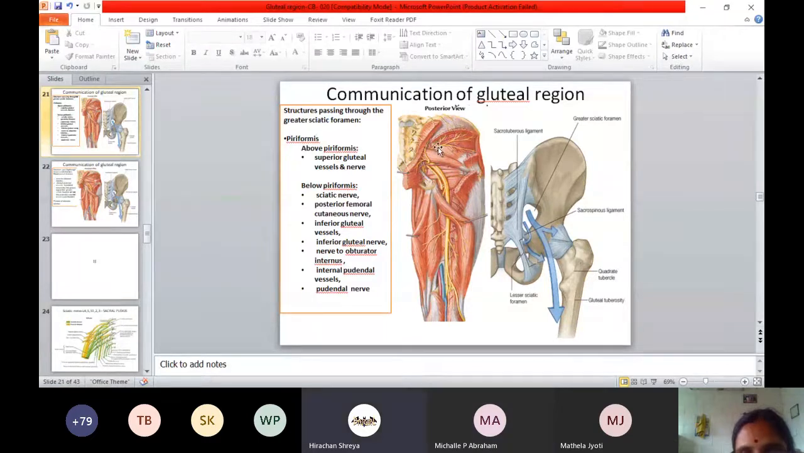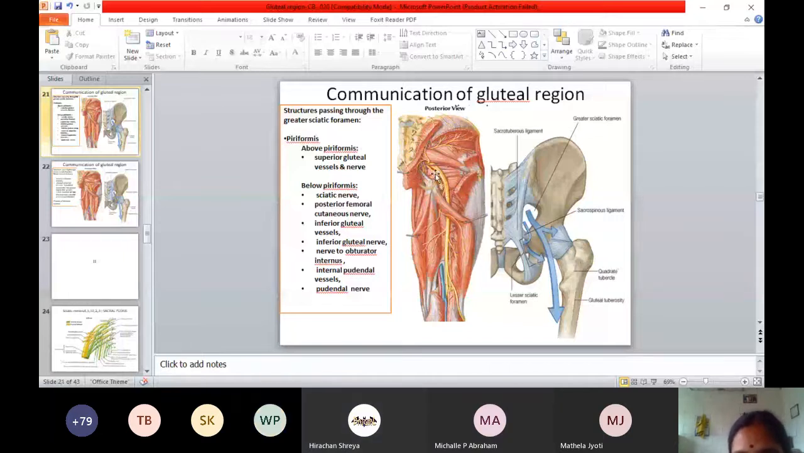What is this yellow color? Superior gluteal nerve. And this red color is the artery, the superior gluteal artery. Is there a vein? Not shown. Okay. Now below the piriformis, what are the structures below the piriformis? What is this? What is this? What is this?